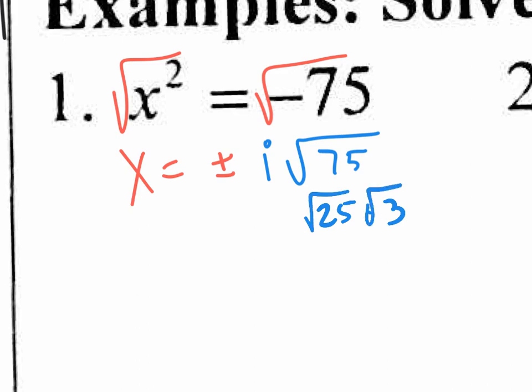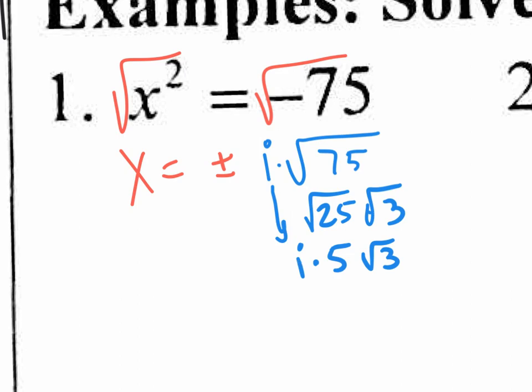Split the root. Square root of 25 is 5. Square root of 3 stays square root of 3. Don't forget about the i that's out here in the front. Bring it down. And here's a fact, guys. When you're multiplying i times a number, it's kind of like x times a number. You're just going to put the number first and the variable second.